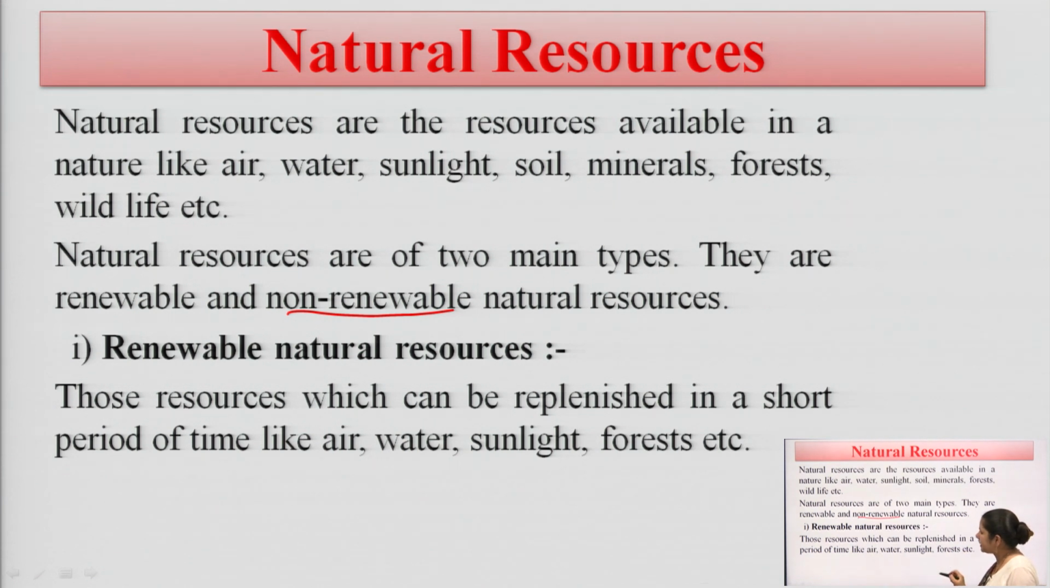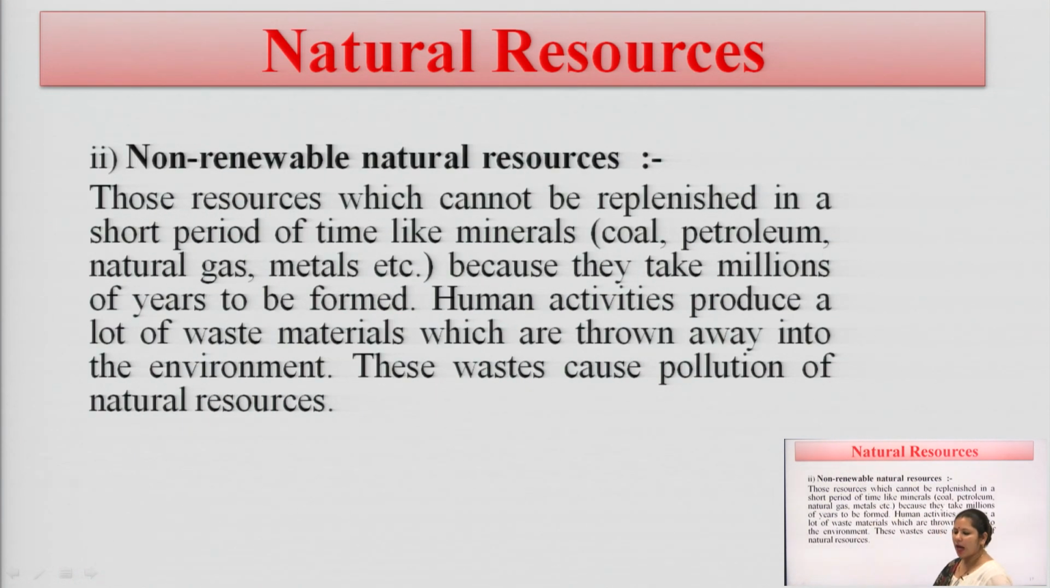Renewable resource means those resources which can be replenished, which can be regenerated in a shorter period of time, like air, water, sunlight and forest. And the non-renewable resources are those resources which cannot be replenished in a shorter period of time. For example, coal, petroleum, natural gas and metal, because they take millions of years to be formed. Human activities produce a lot of waste material which is thrown away into the environment. These wastes cause pollution to the natural resource.